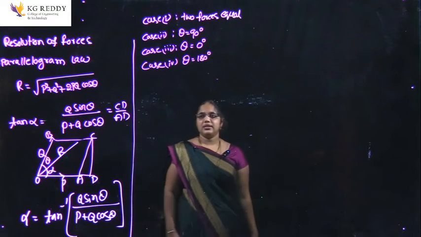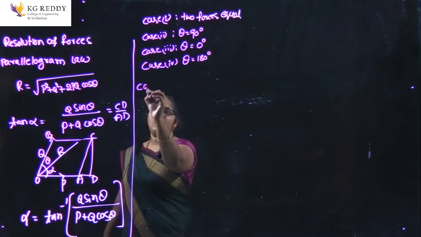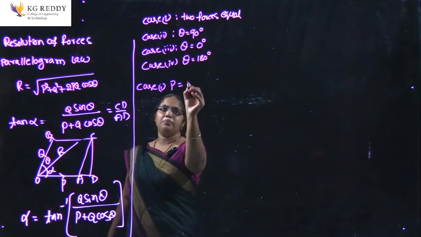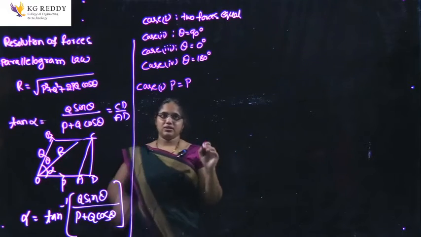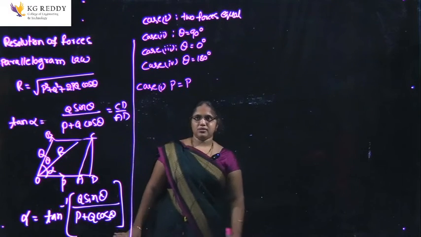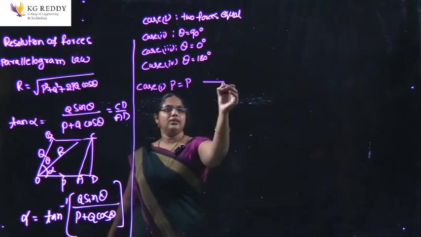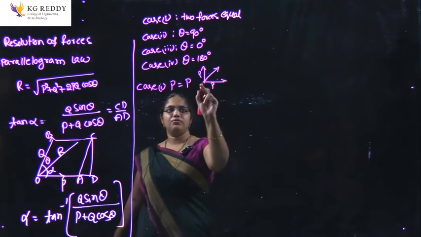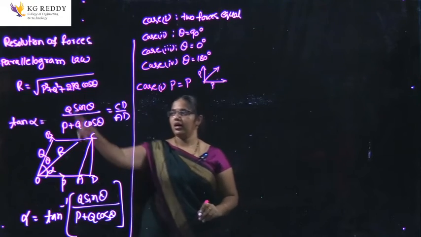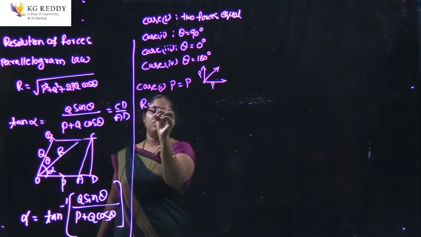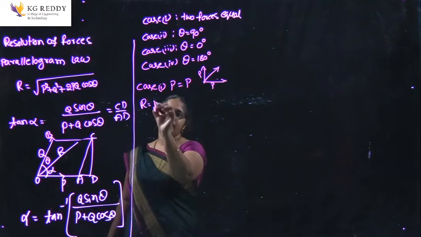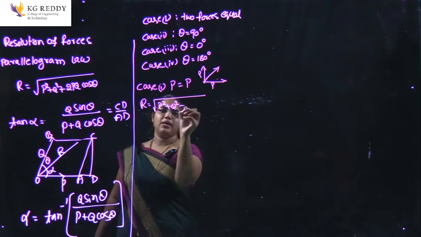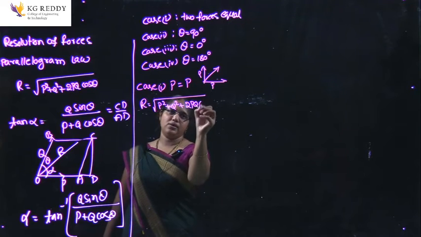Now, what is the resultant? From this case 1, the two forces are equal, P and P. Instead of Q I have taken P again. So, this is P and this is P. Now, what is the value of the resultant? We all know, based on the parallelogram law, the resultant R equals under root of P square plus Q square plus 2PQ into cos theta, right.